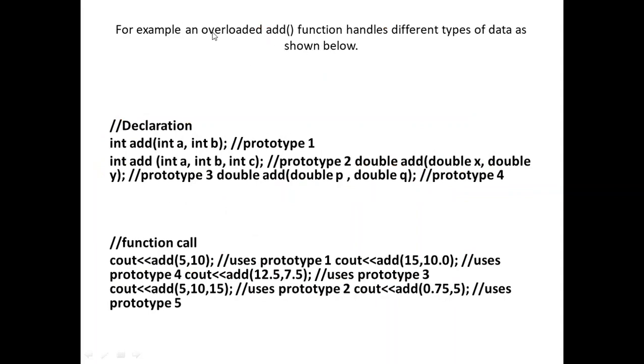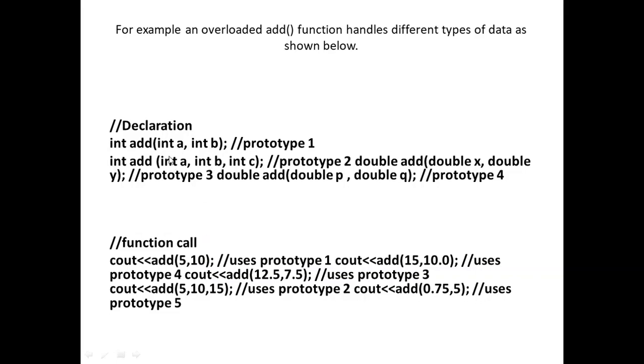Here we can see an example, the overloaded add function. This is very important from an exam point of view and for interview skills: what is function overloading, with an example. Look at the add function, which handles different types of data. Add is the function name, and these are the parameters, like int a, int b. In this prototype, add is the function used for adding, and there are two parameters a and b. That means if we call it as cout add 5, 10, the 5 will pass here and the 10 will pass here.